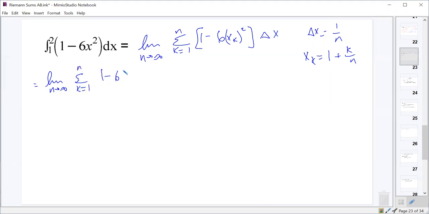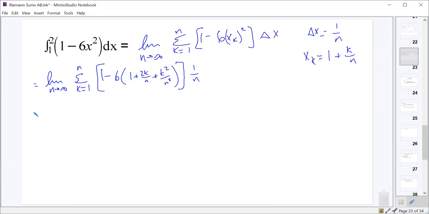Got 1 minus 6 times (1 plus k over n) squared. And what's (1 plus k over n) squared? That ought to be 1 plus 2k over n plus k squared over n squared, all times 1 over n. Everybody agree with that? Yeah.